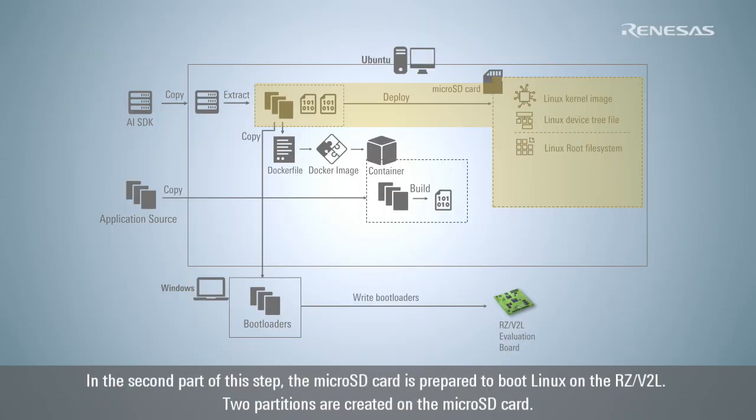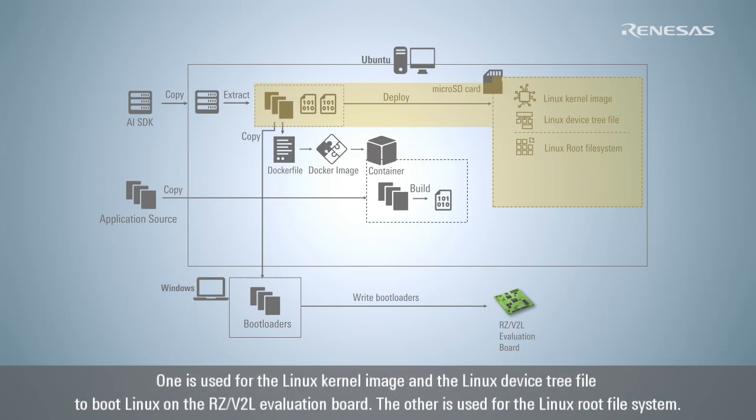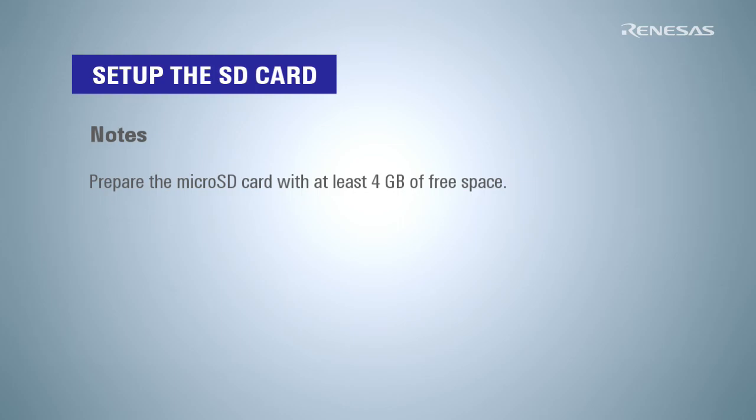In the second part of this step, the micro SD card is prepared to boot Linux on the RZ V2L. 2 partitions are created on the micro SD card. One is used for the Linux kernel image and the Linux device tree file to boot Linux on the RZ V2L evaluation board. The other is used for the Linux root file system. Prepare the micro SD card with at least 4 GB of free space. The process described in this step will erase all contents stored on your micro SD card.